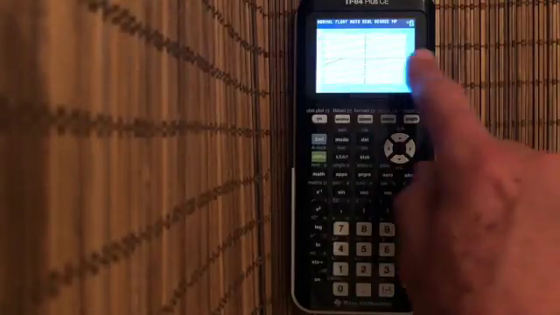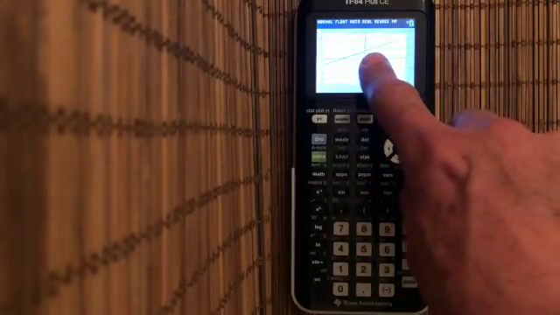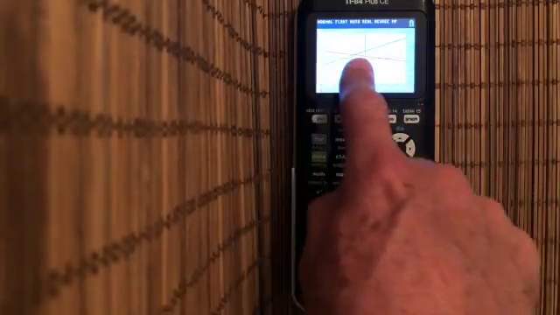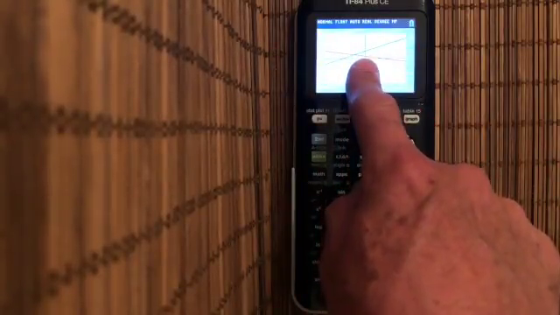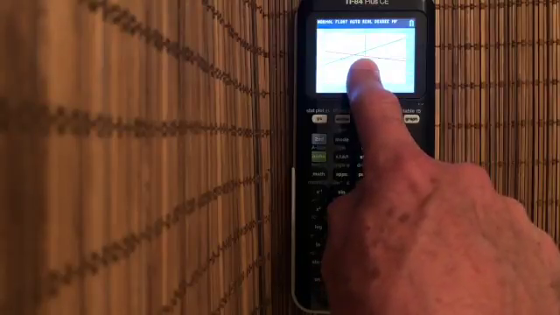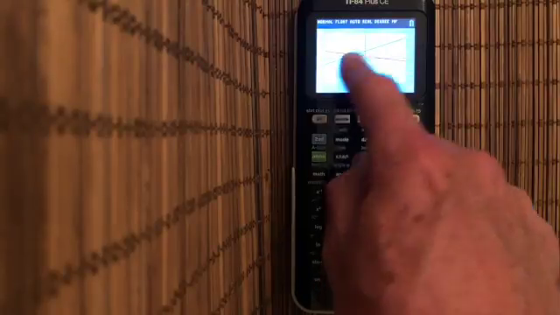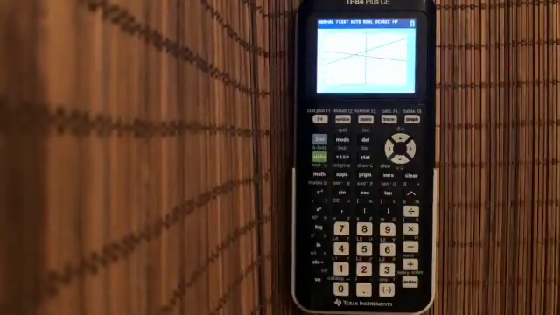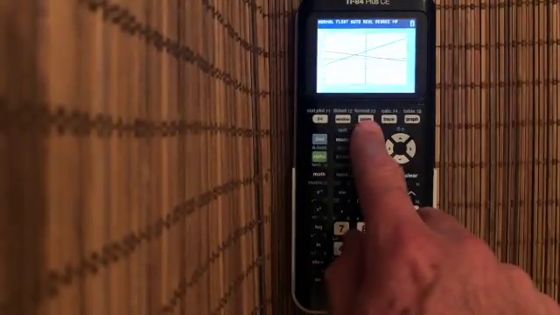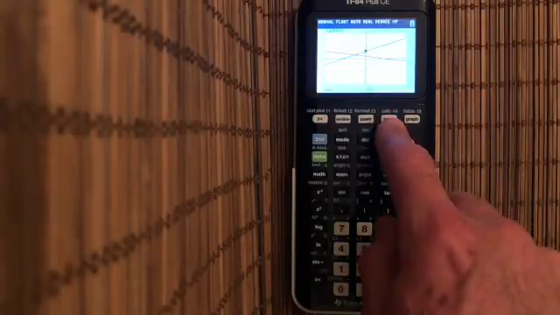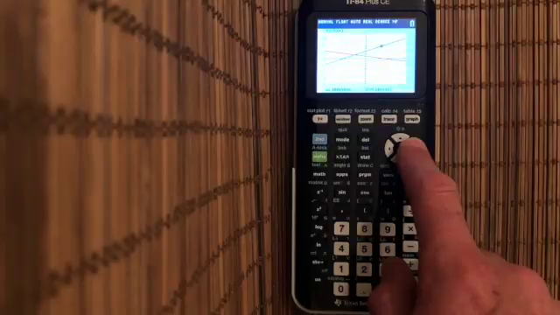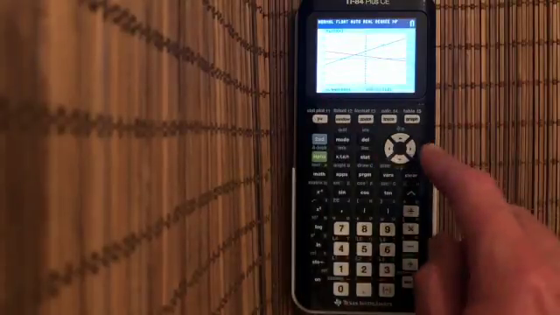Here's the first one, 5x plus 3. You can see that it's crossing at plus 3, and then the negative 2x plus 1 is crossing the y-axis at the positive 1 spot, which matches with what we did. The first one has a positive slope, the second one has a negative slope. You can also zoom, and you can also trace, which will follow one of the lines and give you the x and the y value.